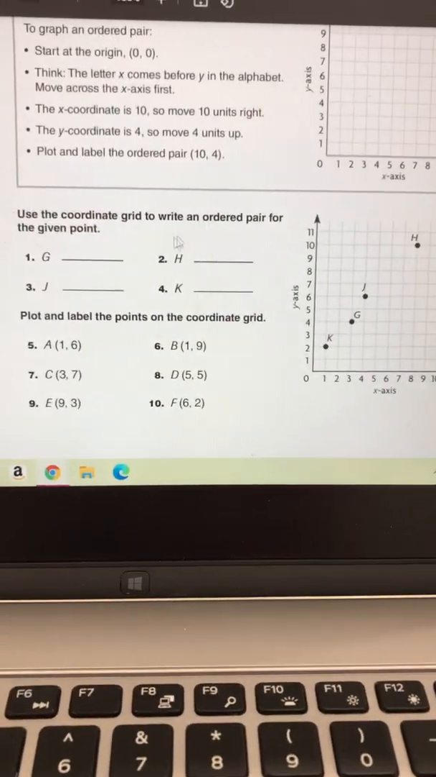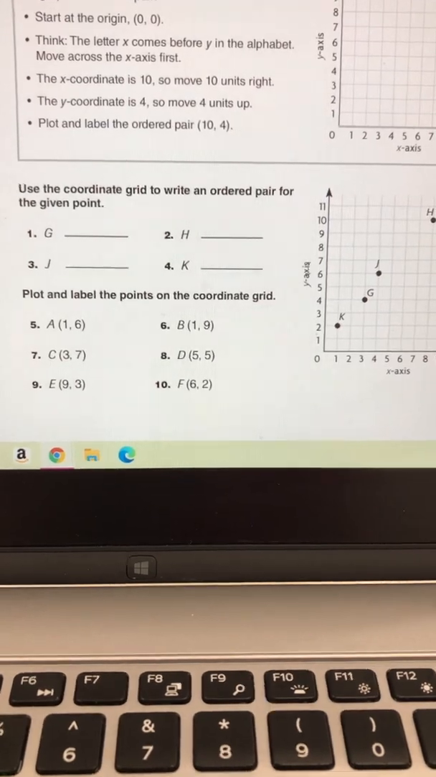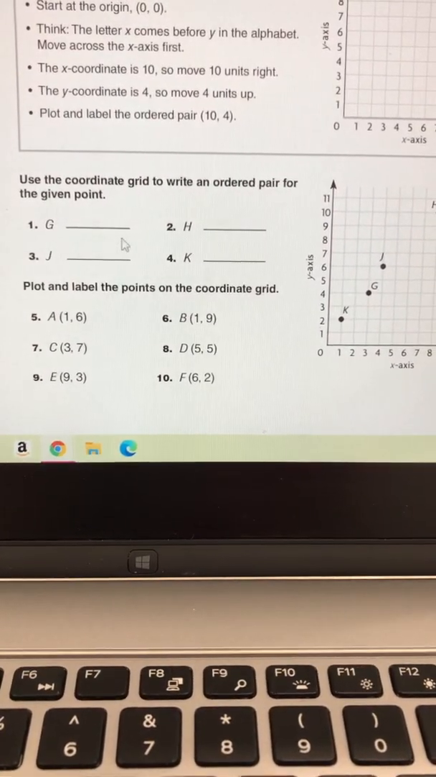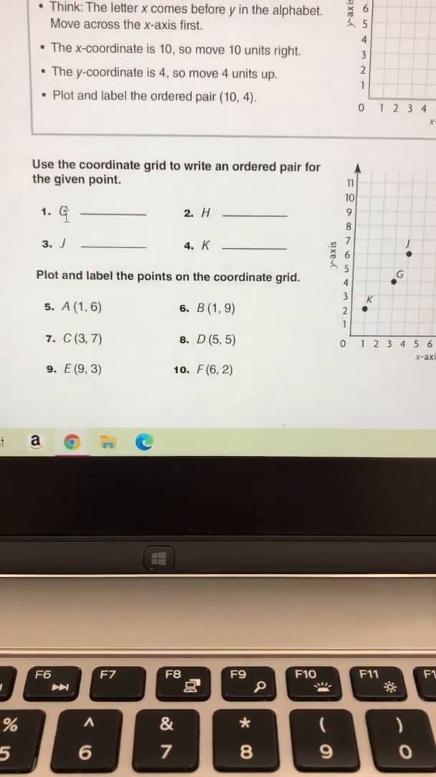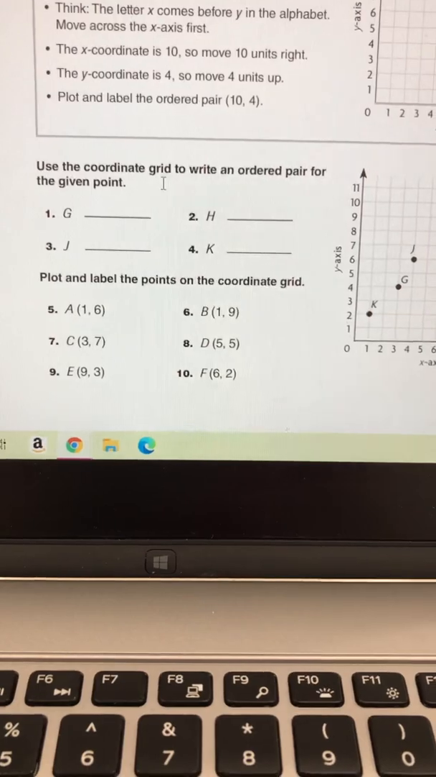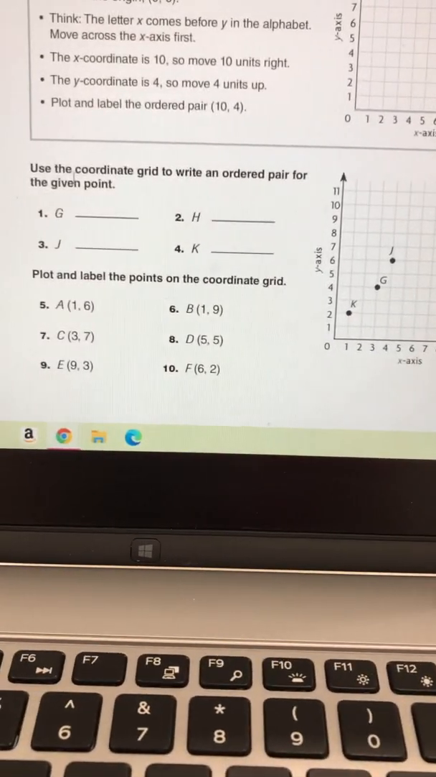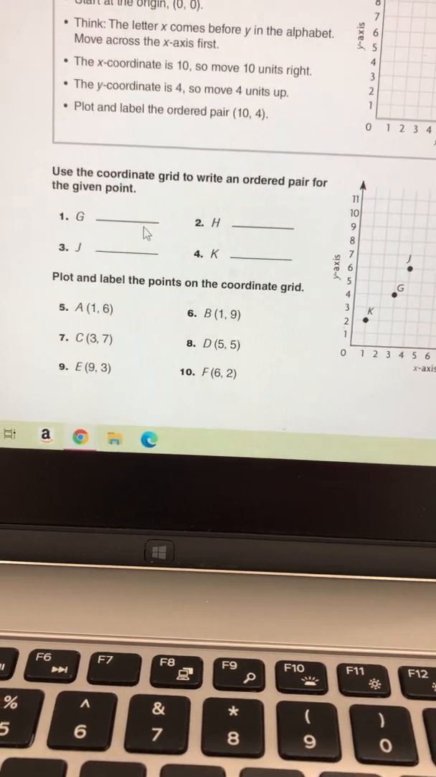Okay, let's also review the ordered pairs, how to plot them and so forth, okay? Because you'll also see this on your mid-chapter, and I want to make sure that you guys know what to do. So let's look at letter G. They want us to use the coordinate grid to write the ordered pair for the given point. So here they're giving you the points, right? And we have to write the ordered pair for that.